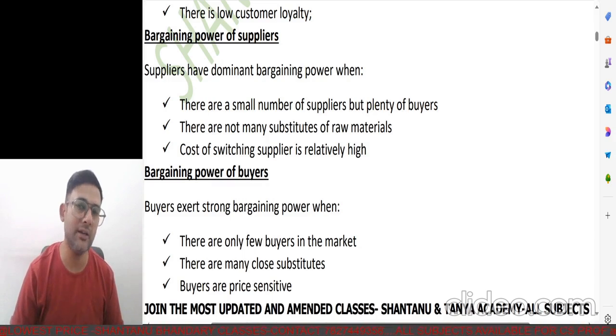If there are a lot of buyers, then obviously that's fine. If one buyer doesn't buy from one supplier, that particular supplier can maybe sell the goods to some other buyer. But what would you do if there are only few buyers in the market? You will have to really follow the buyer's approach in the market. So that's what has been mentioned here.